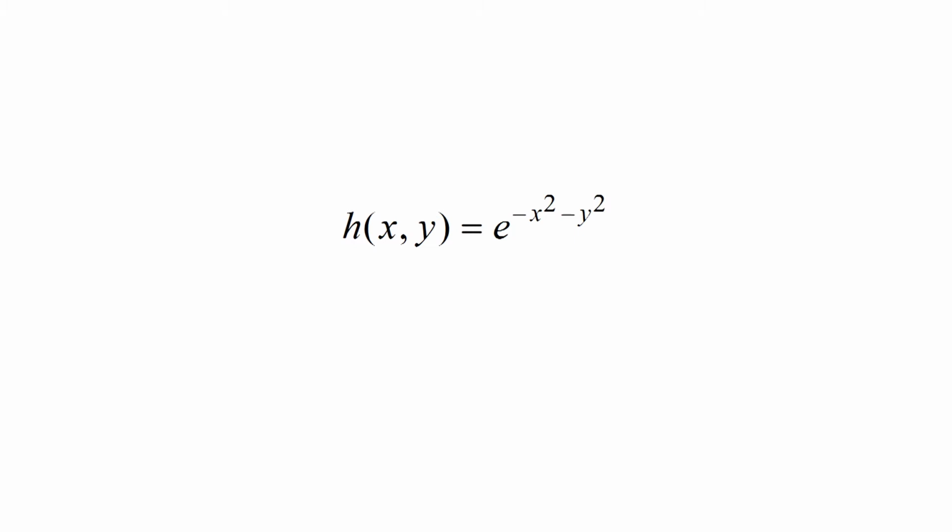With this information, let us discuss the natural domain of the function of two variables h(x, y) equals e to the power negative x squared minus y squared. We note that e to the power minus x squared minus y squared is equal to e to the power minus (x squared plus y squared).